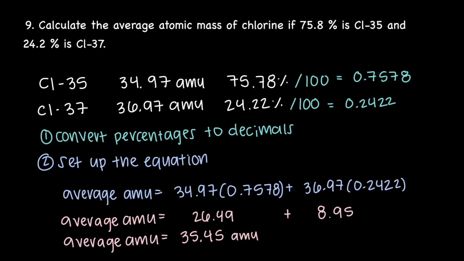Notice how the answer is much closer to 35 than 37? That makes physical sense because the lighter isotope is much more abundant. The isotope with the mass number that is closest to the average atomic mass is the most abundant isotope in nature.